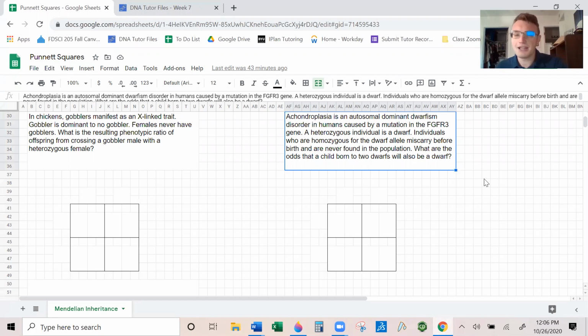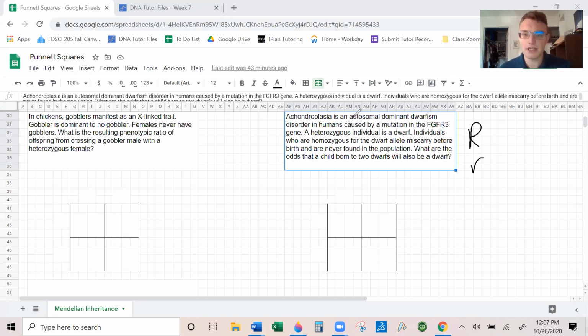Okay, achondroplasia is an autosomal dominant dwarfism disorder in humans caused by a mutation in the FGFR3 gene. Okay, so notice this is autosomal dominant, so we're back on the autosomal. We've got to figure out what's my big R and what's my little r.